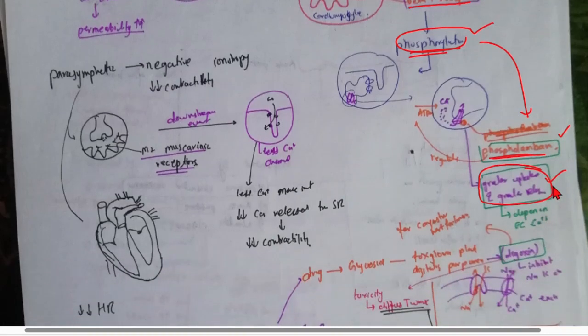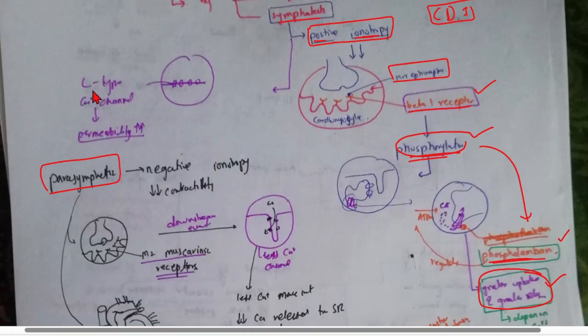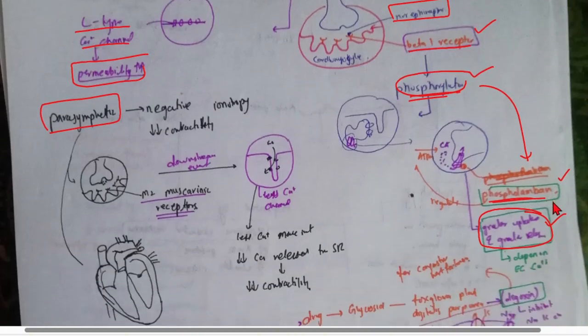So now all these things are happening. Another thing is the parasympathetic tract. What is the parasympathetic, we will explain. You also have to remember the L-type calcium channel, which increases the permeability. So we have explained that with the sympathetic, phosphorylation of the phospholamban occurs, due to which higher uptake and higher release occur from the sarcoplasmic reticulum, and that depends on the extracellular calcium level.